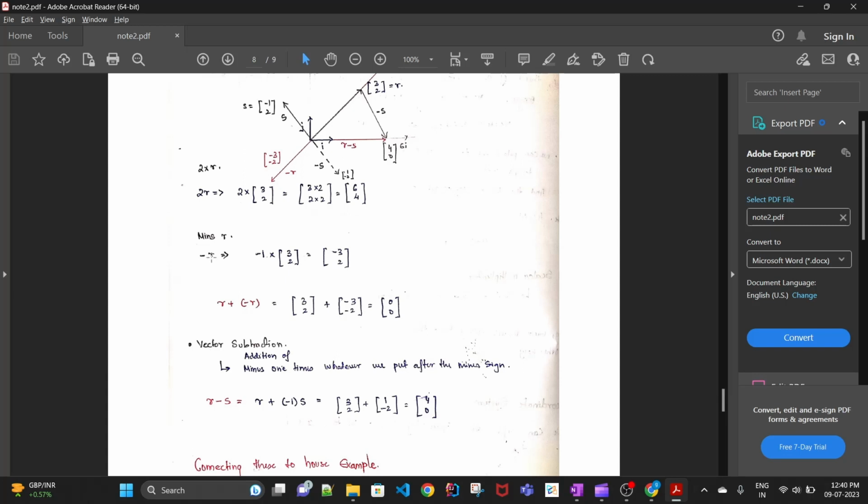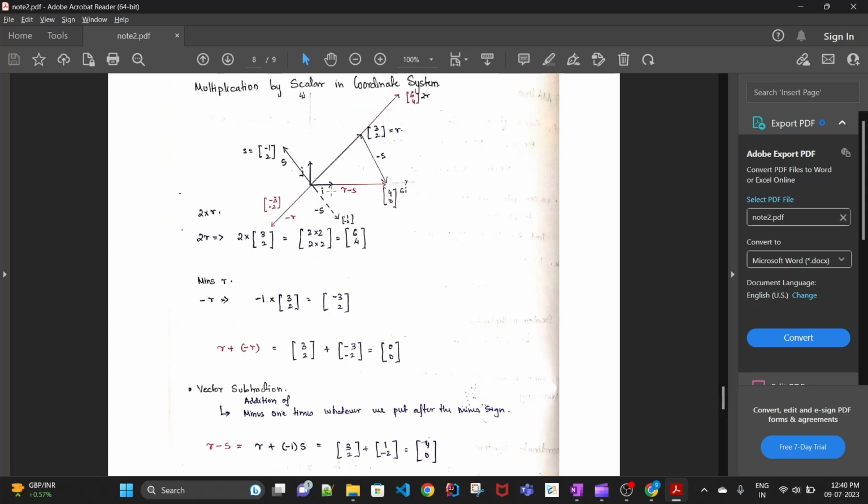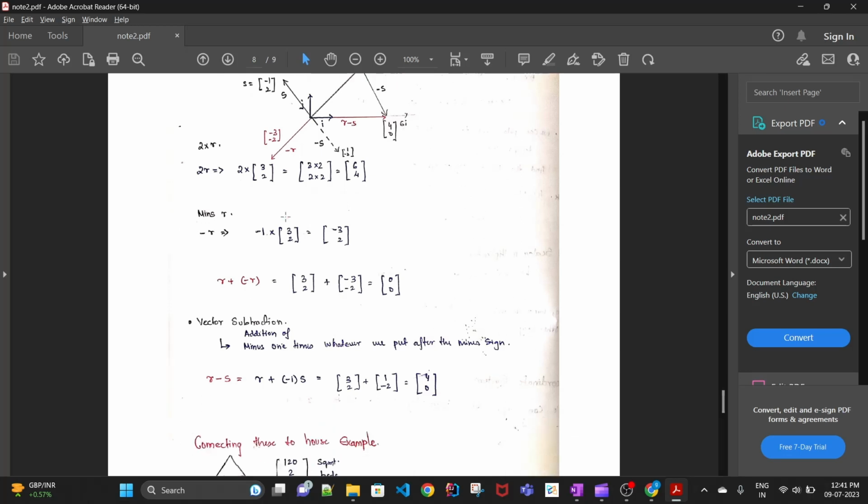Now if we want to find minus r, what exactly are we going to do? Again, we perform scalar multiplication on this vector by minus 1. We get minus 3 and minus 2, which will lie over here. In this case, the magnitude is again the same, but the direction has changed.